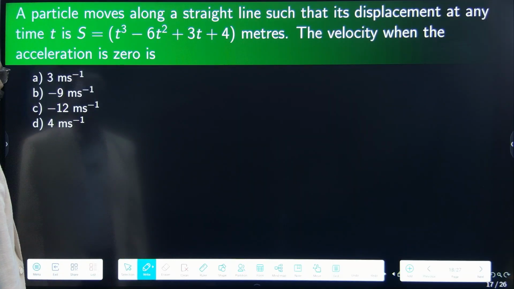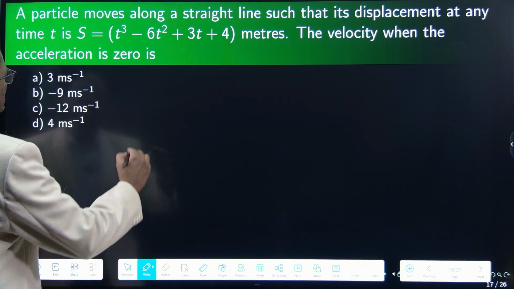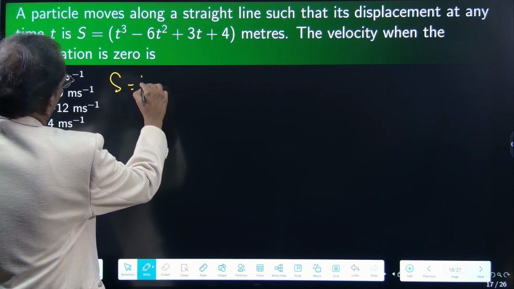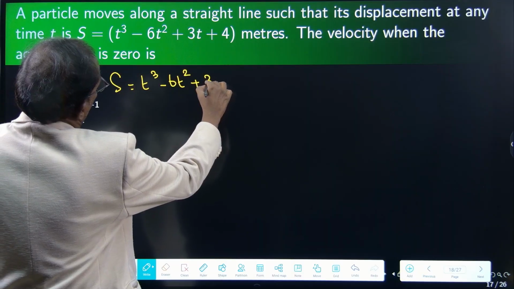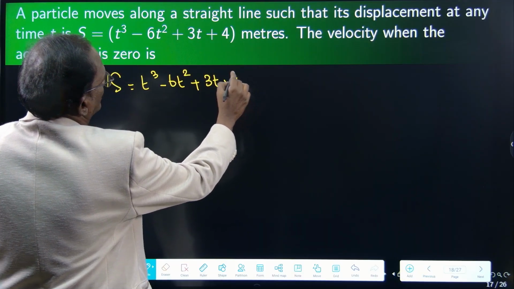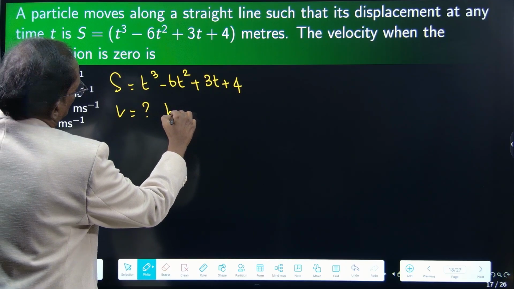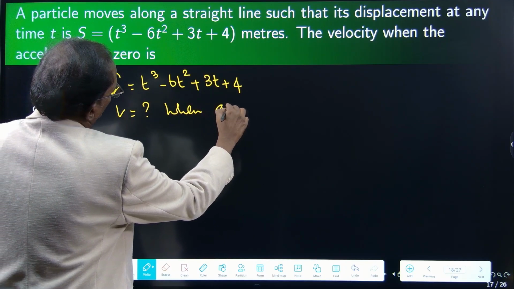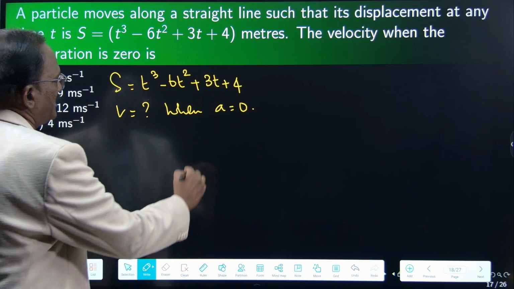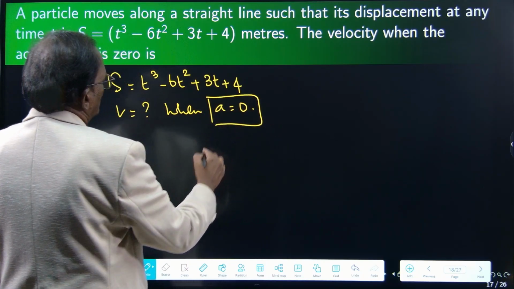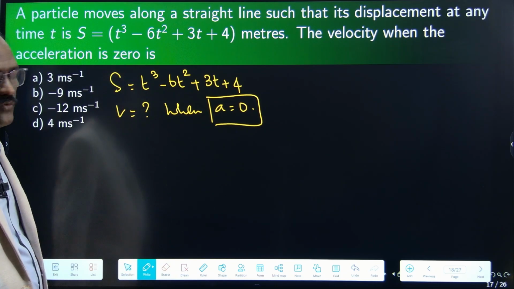Next question. A particle moves along a straight line such that its displacement at any time t is s equal to t cube minus 6t square plus 3t plus 4. What is the velocity when the acceleration is 0? V is what, when a is 0? S is given in equation format.